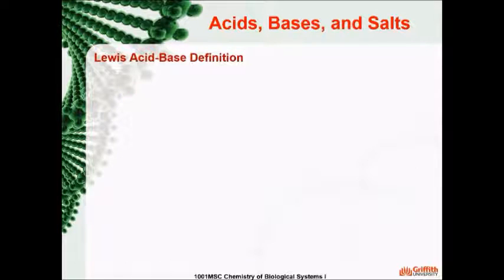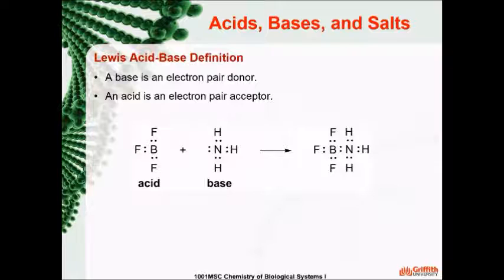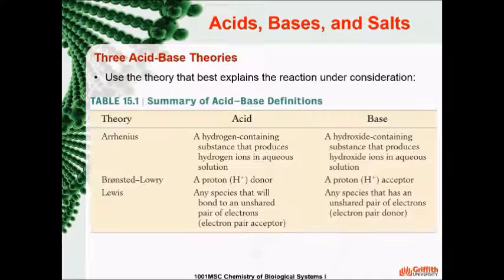The last definition of acids and bases is according to Lewis. It doesn't involve protons or water, but it talks about electrons. Bases are electron pair donors, and acids are electron pair acceptors. For example, the base NH3 donates its lone pair of electrons to the boron trifluoride. We won't go into more detail on the Lewis definition for now. The table below summarizes the three definitions of acids and bases.